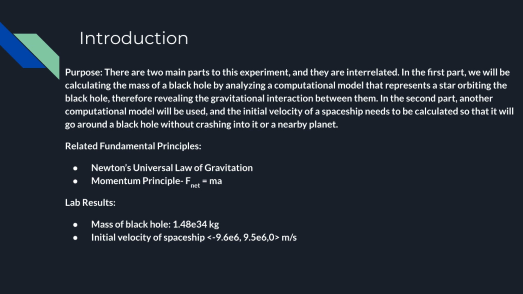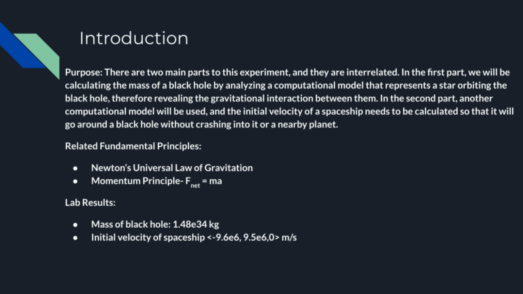In the first part, we will be calculating the mass of a black hole by analyzing a computational model that represents a star orbiting the black hole, which reveals the gravitational interaction between them. In the second part, another computational model will be used, and the initial velocity of the spaceship needs to be calculated so that it will go around a black hole without crashing into it or a nearby planet. Some related fundamental principles are Newton's universal law of gravitation and the momentum principle.